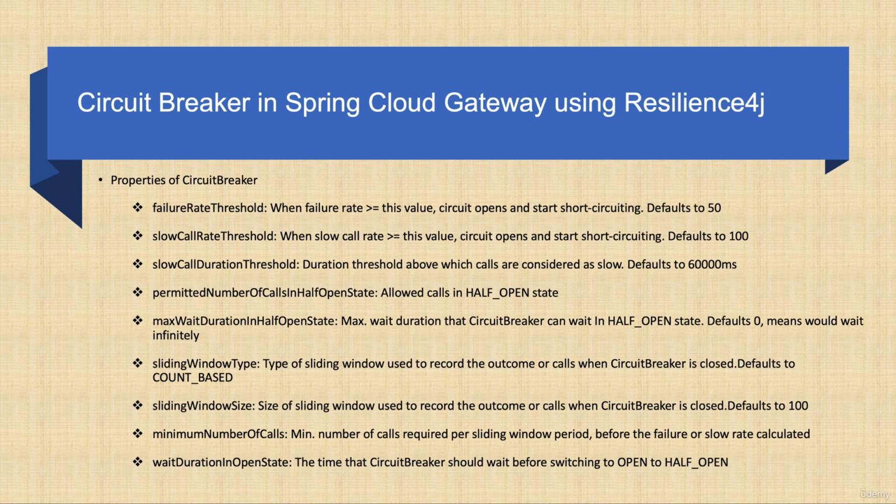Permitted number of calls in half-open state is the allowed calls in half-open state. Max wait duration in half-open state is the maximum wait duration that the circuit breaker can wait in half-open state. This one defaults to 0, which means the application would wait infinitely. Sliding window type is the type of sliding window used to record the outcome of calls when the circuit breaker is closed. This defaults to count-based, it can also be time-based. Minimum number of calls is the number of calls required per sliding window period before the failure or slow rate is calculated. And finally, wait duration in open state is the time that the circuit breaker should wait before switching from open to half open. Alright, after having some theoretical background, we will now implement the gateway in the next lecture.